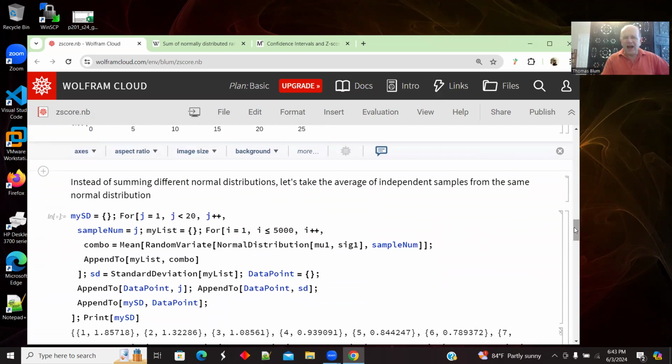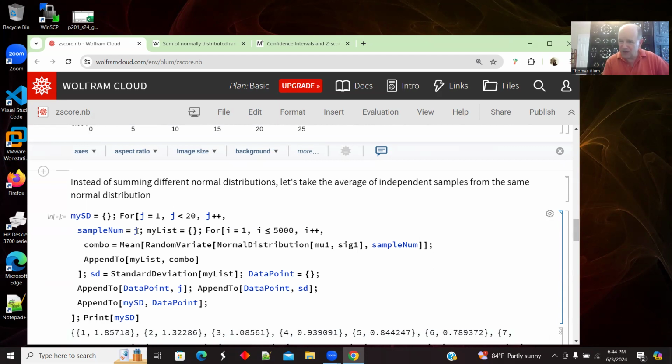Now, instead of having two different normal distributions, I'm going to take multiple samples from a given distribution. And then instead of just summing them, I'm going to take their average, their mean. I'm going to vary this quantity j, the number of samples I'm going to take. I want to see how this depends on j.